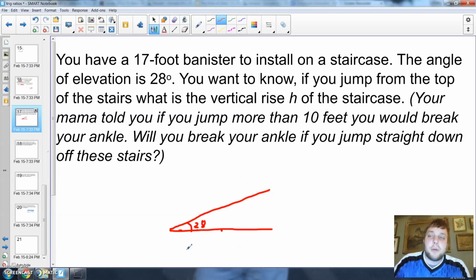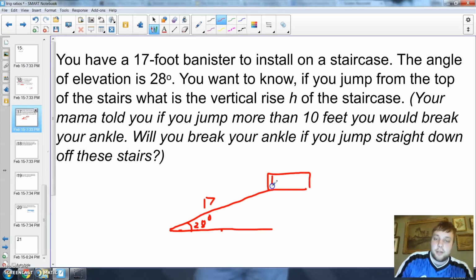Oh, and it's a 17-foot banister too. So I know this is 17 feet. This is degrees. Don't get those two confused. That's an angle, that's a side length. You want to know if you jump from the top of the stairs, what is my vertical rise? So here's my staircase.